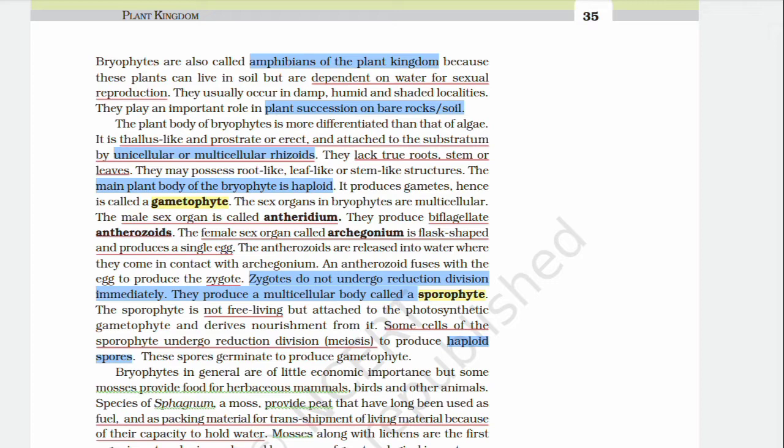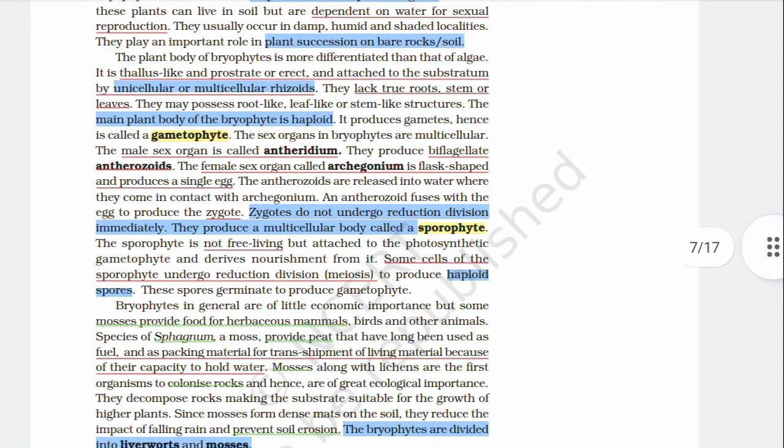And their important role is in plant succession. That is, they help in the growth of plants from a bare rock. Next, we will move on to the plant body of bryophytes. So, it is thallus, prostrate or erect, and attached to the substratum by unicellular or multicellular rhizoids.